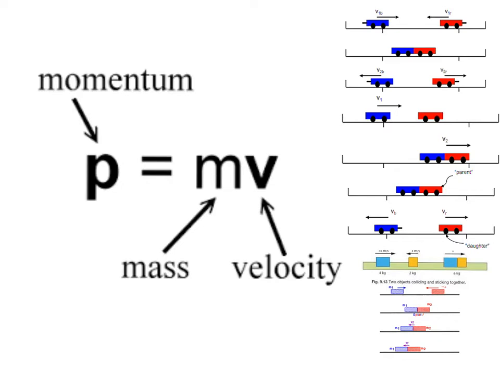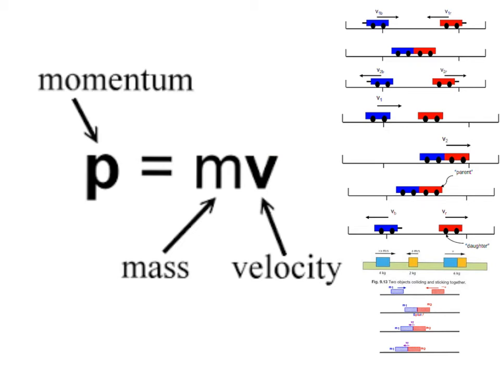And what does the momentum of anything depend on? It depends on its mass, and it depends on its velocity. Okay, no surprise there. If we increase the mass of something, it's going to have more momentum. If we increase the velocity of something, it's going to have more momentum. So that's our definition of momentum. P is a vector, and V is a vector, and momentum is a vector.